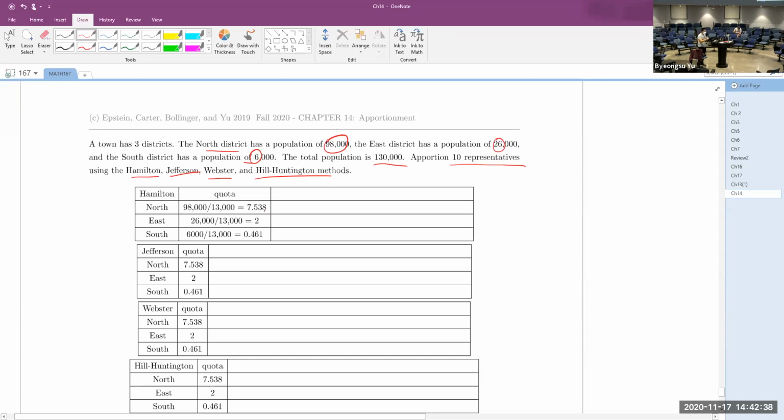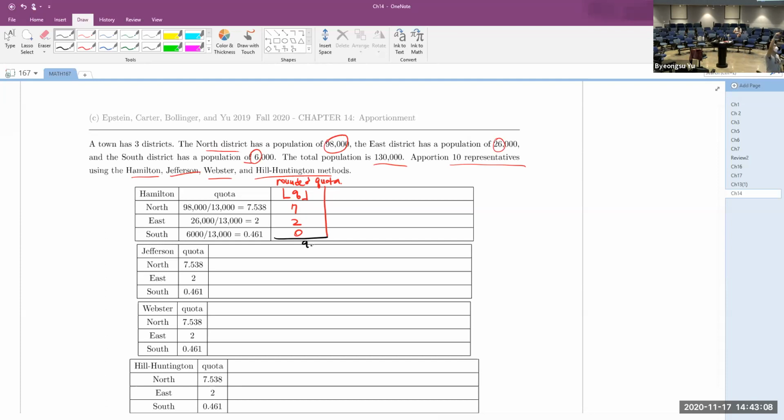And then in the case of the Hamilton method, you need to use the rounded quota as rounding down, right? So here, if you just round this down, then 7, 2, 0 is the rounded quota. So all you need to distribute is 9 seats. Okay, question? Anyone?